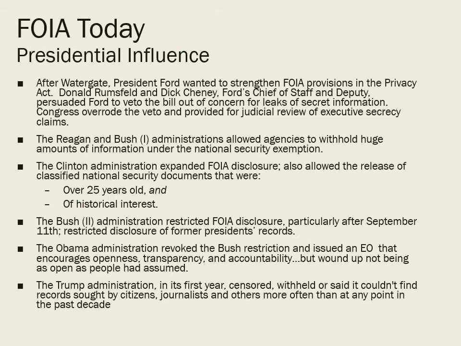So that's the structure of FOIA and how it was intended to operate. And now we're going to briefly turn to how FOIA actually operates today, because FOIA is very susceptible to presidential influence. So after the Watergate scandal, Congress wanted to strengthen FOIA to favor more disclosure. And then President Gerald Ford was very agreeable to this. However, Ford's chief of staff, Donald Rumsfeld, and his deputy chief of staff, Dick Cheney, persuaded Ford to veto that bill because they were concerned about the potential for leaks of secret information.